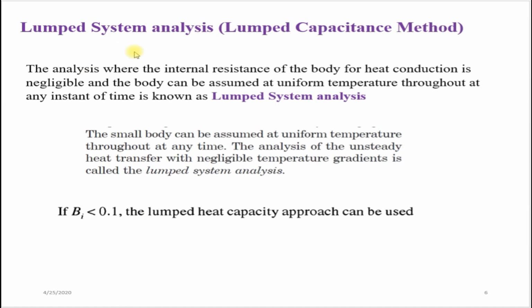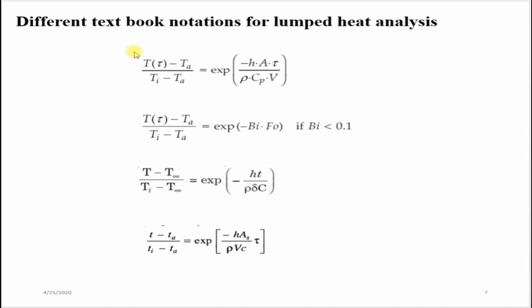For this lumped system analysis or lumped capacitance method, the equation or notations are as below. Different textbooks use different notation for lumped heat analysis. All the equations are one and the same. T minus Ta divided by Ti minus Ta is equal to e power minus H A T divided by rho C P into V, where Ta is the ambient temperature.